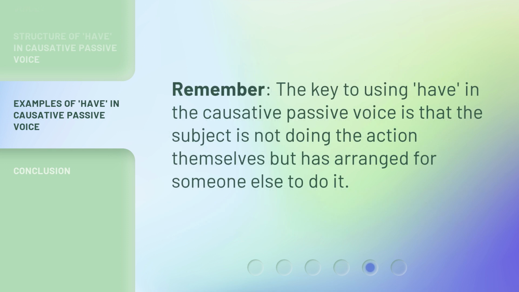Remember, the key to using have in the causative passive voice is that the subject is not doing the action themselves but has arranged for someone else to do it.